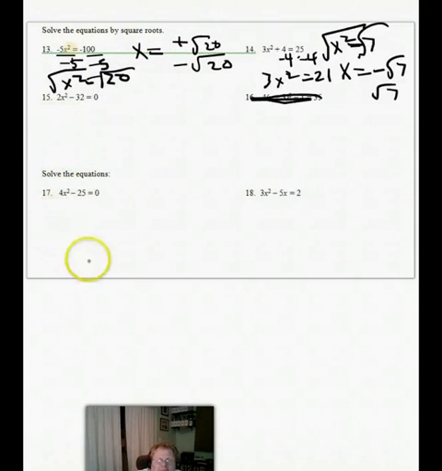Okay? On these, it says solve the equations. I don't care which way you solve them. You can solve them any way you want. You could factor them. You can put them in the calculator. You can do whatever you want. Factoring here would be pretty quick.